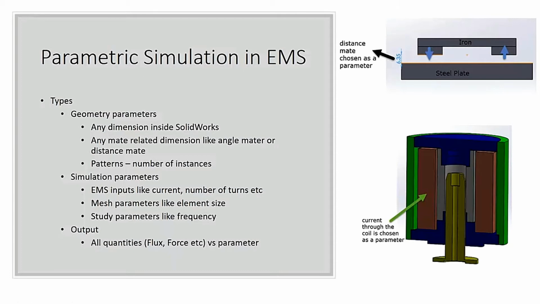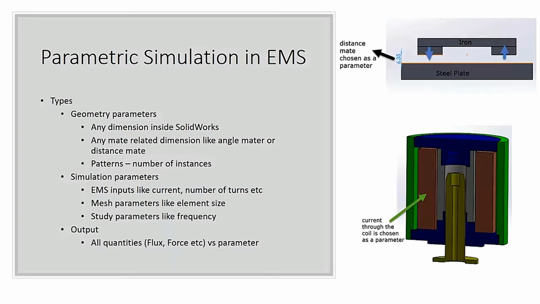Once you define a parameter, you can study how your electromagnetic results vary with different values of the parameter. The second kind of parametric simulation is using simulation variables. An example can be the value of a current through a coil. In the bottom right image, you see a linear actuator which is actuated through a coil. Now the current that is passed through the coil can be used as a parameter. So this way, even with the simulation parameters, one can study how your electromagnetic results will vary with this parameter.